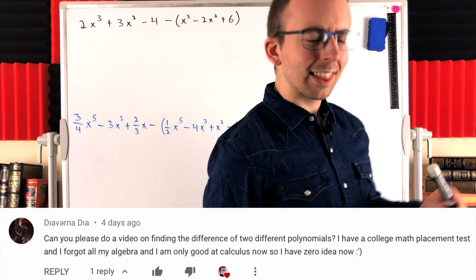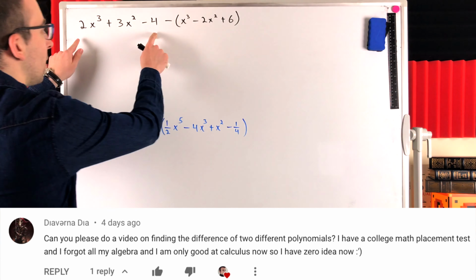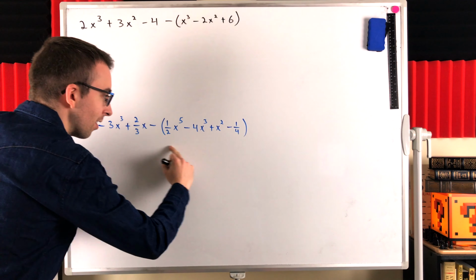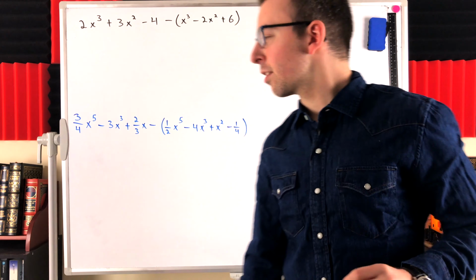In today's Wrath of Math lesson, we're talking about finding the difference between two polynomials. We got a polynomial here and we're subtracting another polynomial. Polynomial minus a polynomial. So we're finding the difference of two polynomials in today's Wrath of Math lesson.